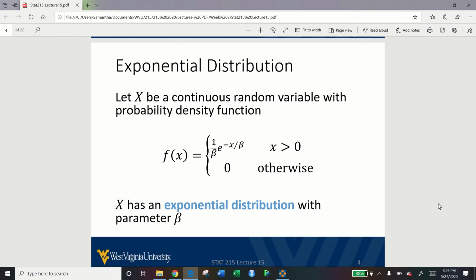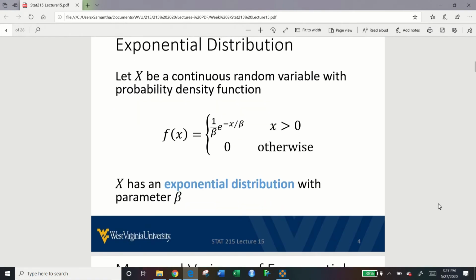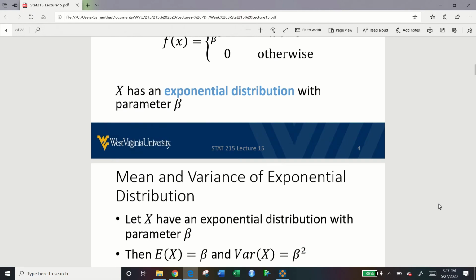For the exponential distribution, let X be a continuous random variable with probability density function f(x) = (1/β) e^(-x/β), where x is greater than 0, and we'll allow it to be 0 otherwise. X has an exponential distribution with parameter β. This idea of the parameter β is similar to the normal distribution, where we had μ as the mean and σ as our standard deviation. Different distributions are dependent on particular parameters.